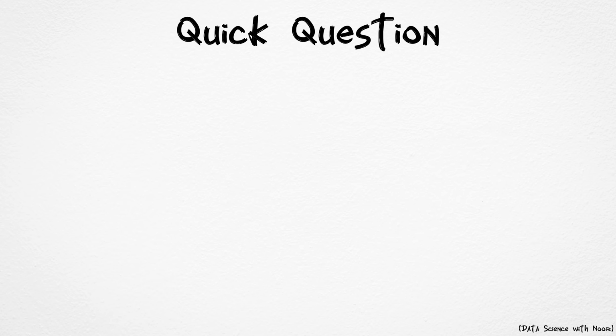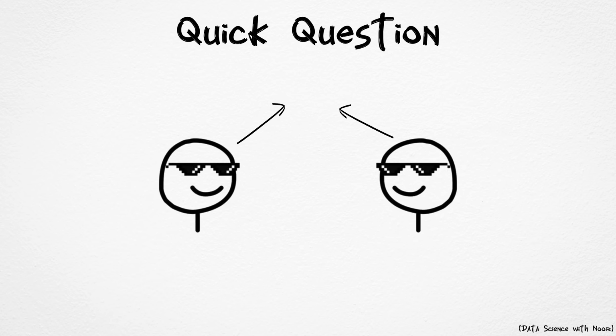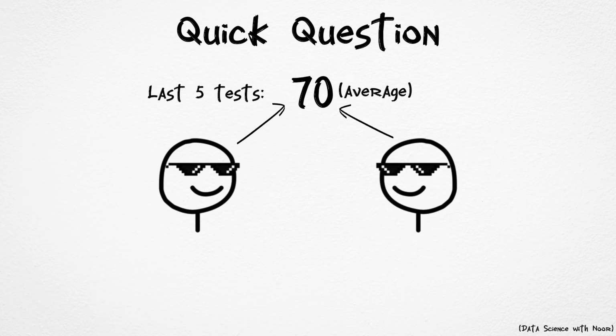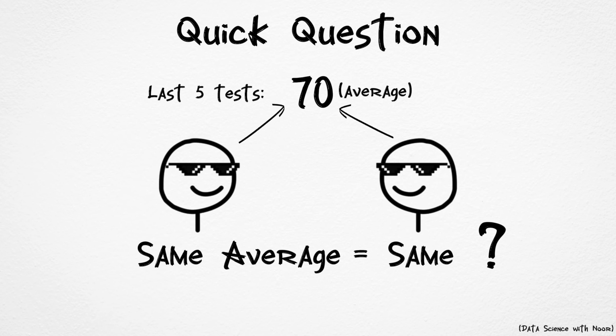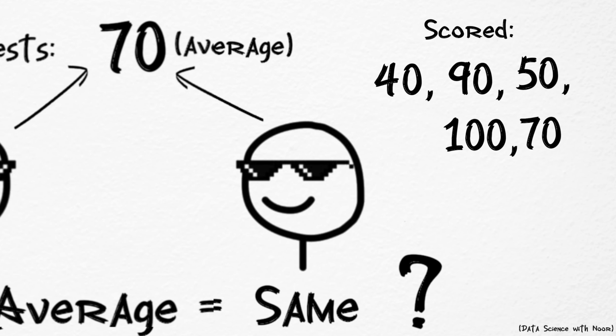Okay, quick question. Two friends both scored an average of 70 on their last 5 tests. Same average. So they are the same, right? Wrong. One of them scored 68, 70, 71, 69 and 72. Basically the same every time. Super consistent. The other scored 40, 90, 50, 100 and 70.